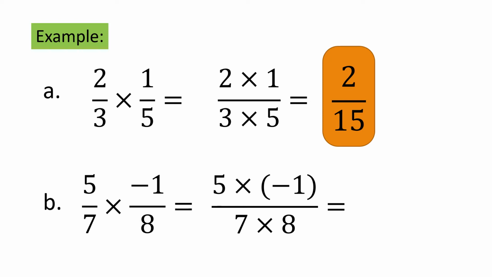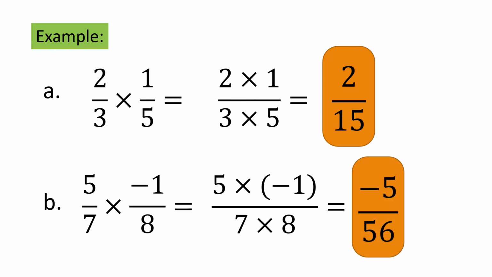So, 5 times negative 1 will result to negative 5. 7 times 8 is 56. So, our final answer will be negative 5 over 56. Another one. Negative 4 over 10 times 1 over 9.